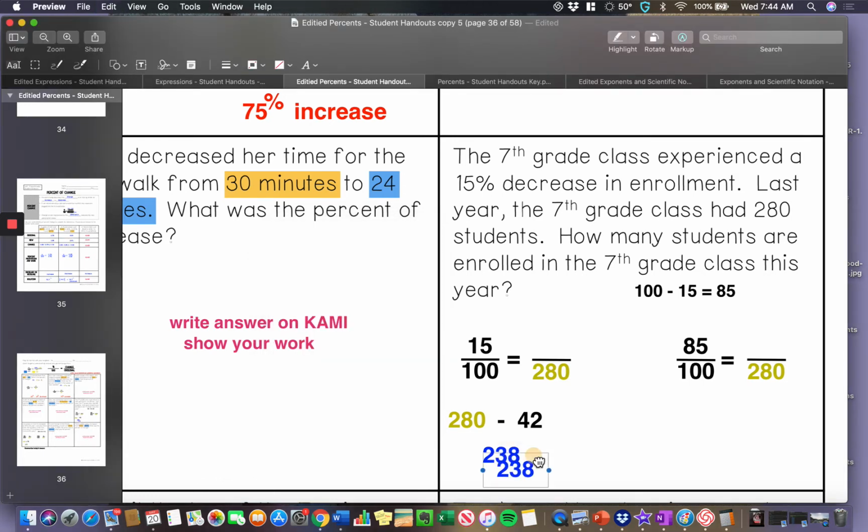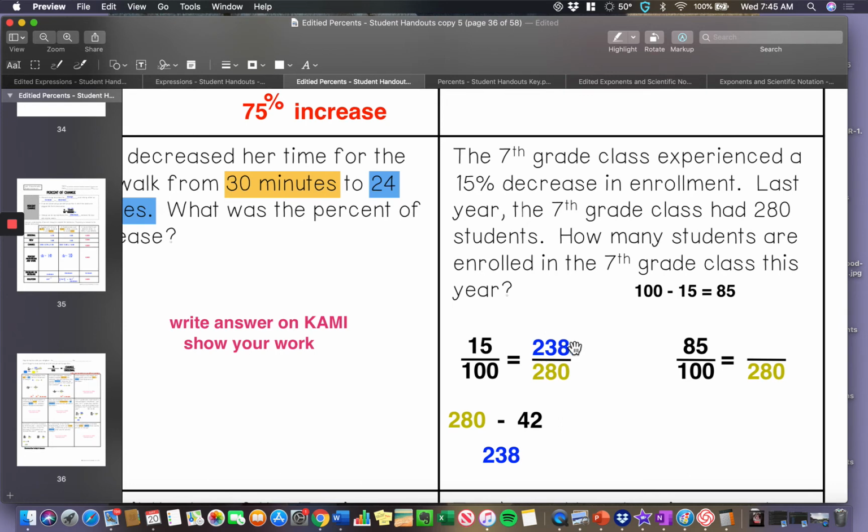Not my favorite way to do the problem, because we have to recognize that 42 students didn't return from the whole amount last year, right? So I'm missing 42 students. So we only want to know how many students are going to attend the following year.